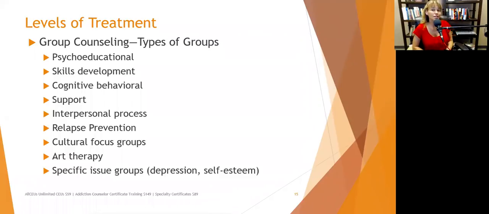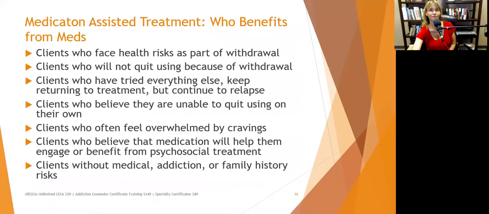And art therapy is another great group that can be used, as well as specific issue groups, such as groups for depression, self-esteem, and trauma recovery. In addition, we're getting all these layers here. In addition to the approach you choose, whether it's cognitive behavioral or solution focused or motivational, and then the setting you choose, whether it's individual, group, or family, and making sure that any interventions you choose are trauma informed and culturally appropriate, we also need to look at medication.